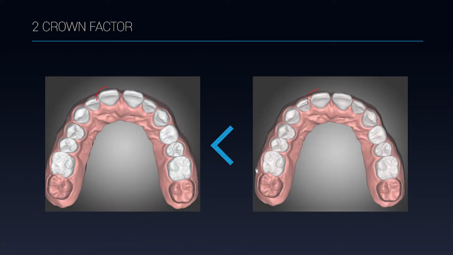This is the result of mesial movement to close the space of tooth number 11. Insufficient amount of movement is confirmed when moving without attachments. If you use an attachment, your teeth will take more force, which will significantly improve the amount of tooth movement.